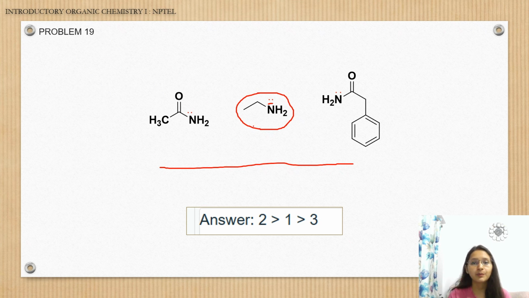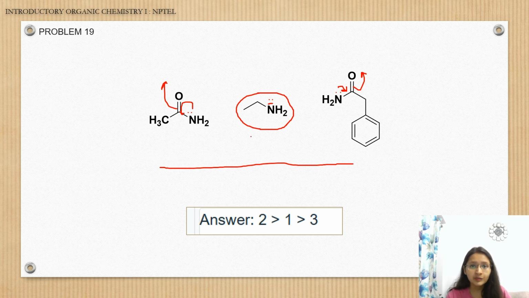Why? Because you can see here this nitrogen lone pair is in conjugation. In 1 and 3, a similar kind of scenario is there. It is in conjugation with the carbonyl group. So that is why it makes this NH2 lone pair less readily available for the electrophile. So here amine second will be highest in basicity.